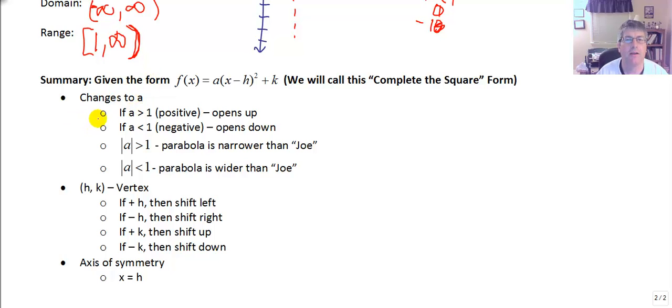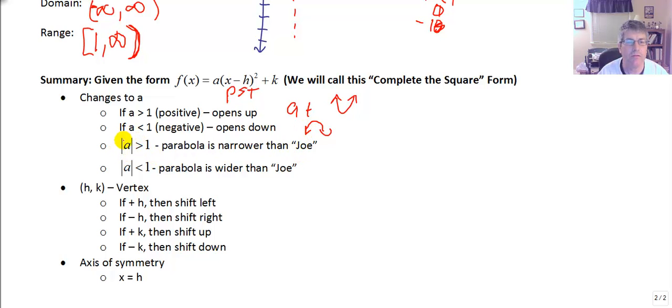So let's take a look and summarize what we've seen so far. If we have a parabola, quadratic, in a times x minus h quantity squared plus k, we're going to call this complete the square form because this is a perfect square trinomial. If a is positive, our parabola is going to open up. If a is negative, our parabola will open down.